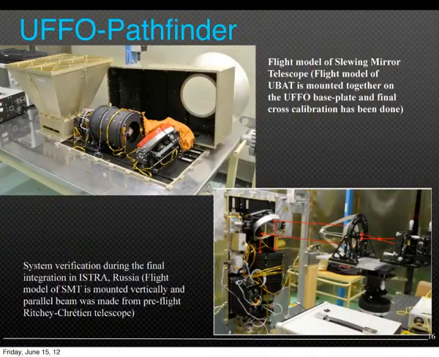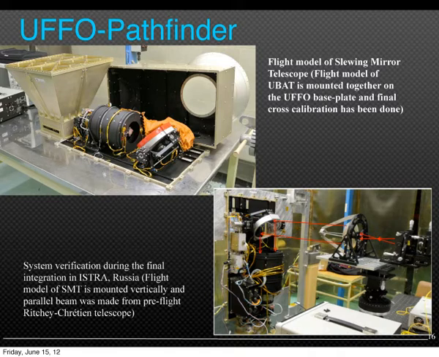This is the actual, what's called the SMT, or the slewing mirror telescope. This is the actual beam steering mirror here. The hood is up. This would normally be in a position where we fold it down over, and the light comes in through the sun shield there.